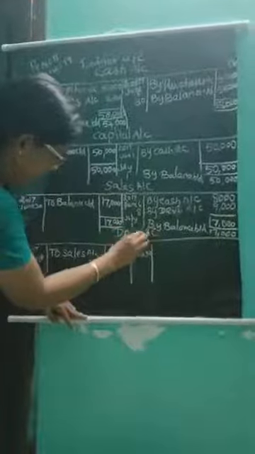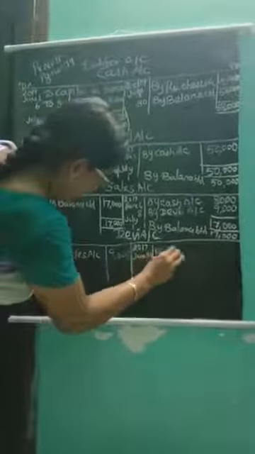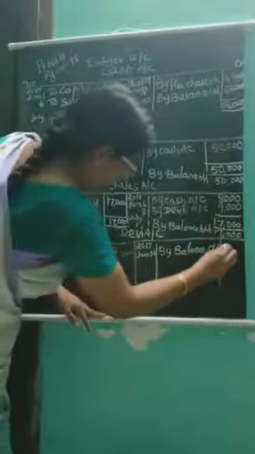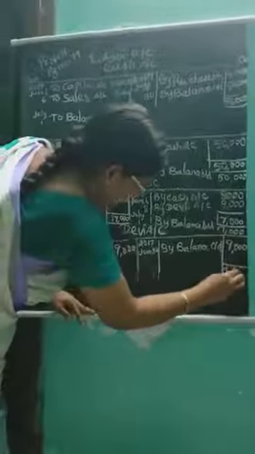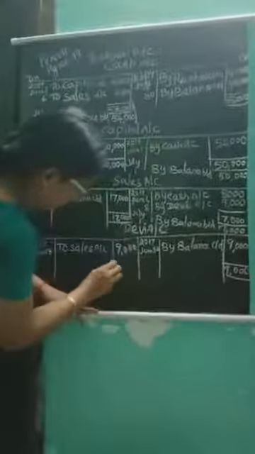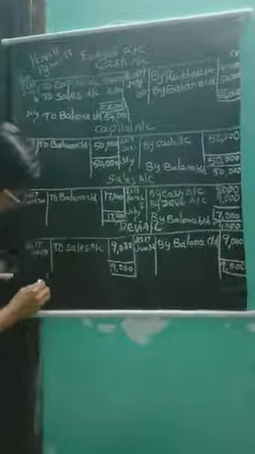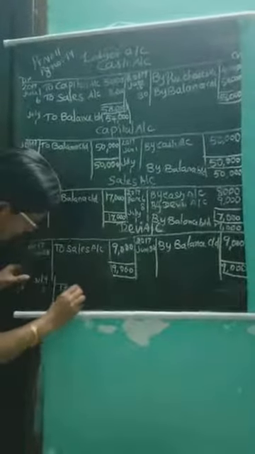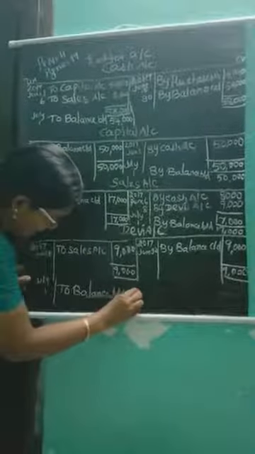So let us balance the Devi account. For me no place. By balance carried down. What will be the amount? The amount being 9,000. Here also you can write legibly, 9,000. So here you should bring it down. July 1 to balance brought down 9,000.